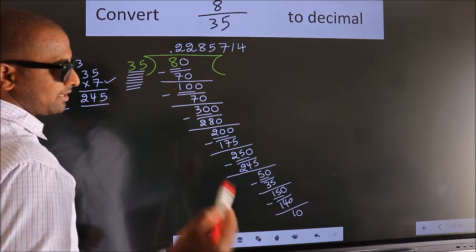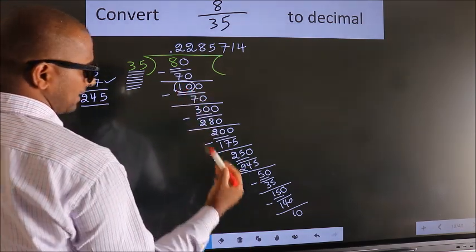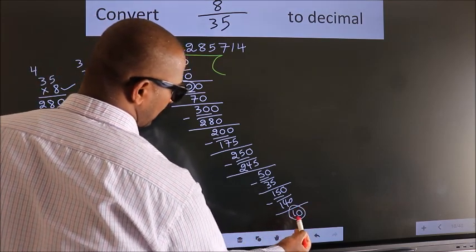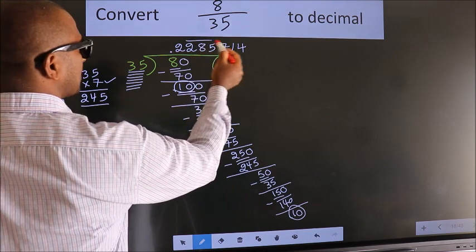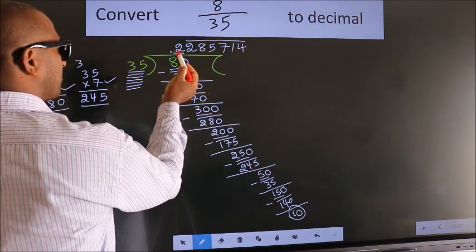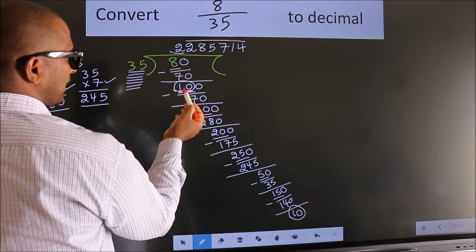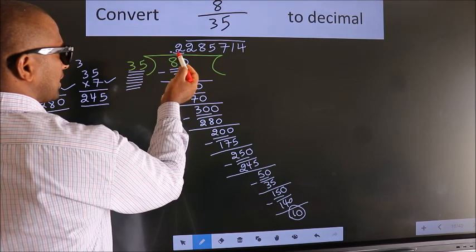Now you observe, here we had 10 and we got 10 again. That means we get a bar on these numbers. We do not get a bar on this starting number, as we got 10 after doing a step. So do not put a bar on this starting number.